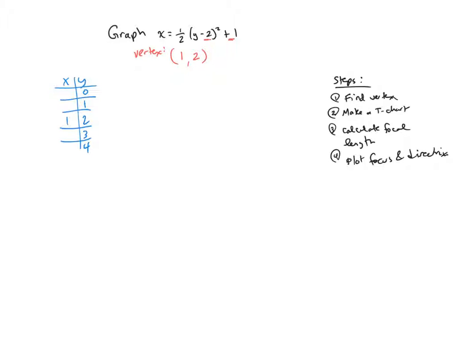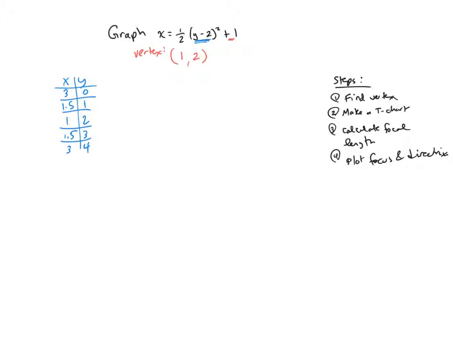So when I plug in 0 for y, I get -2 squared is 4 times 1/2 is 2 plus 1 is 3. When I plug in 1, let's see, that's going to be -1 squared is 1 plus 1/2 is 1/2 plus 1 is 1.5. When I plug in 3, that's going to be 1 squared. That's going to be 1.5 as well. And I'm pretty sure when I plug in 4, I'm going to get 3, but you can check my work if you'd like. So I've got my t-chart.